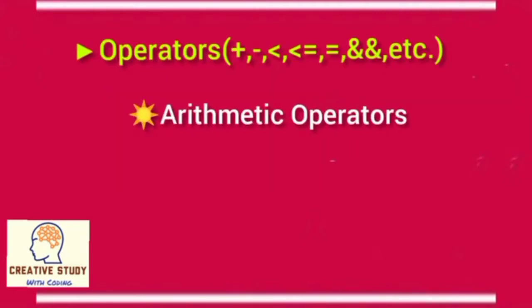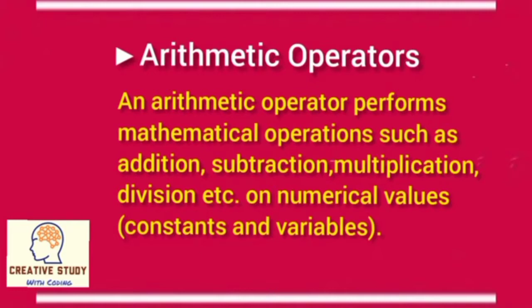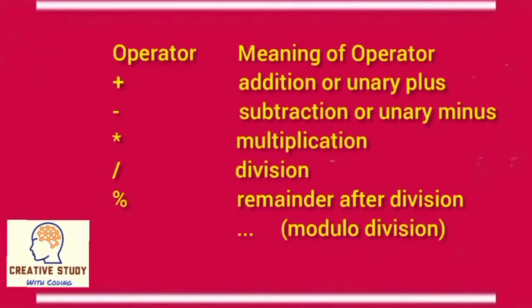Come to the operators. There are three types of operators: arithmetic operators, relational operators and logical operators. Arithmetic operators: an arithmetic operator performs mathematical operations such as addition, subtraction, multiplication, division, etc. on numerical values, constants and variables. These are the mathematical operators given over here.